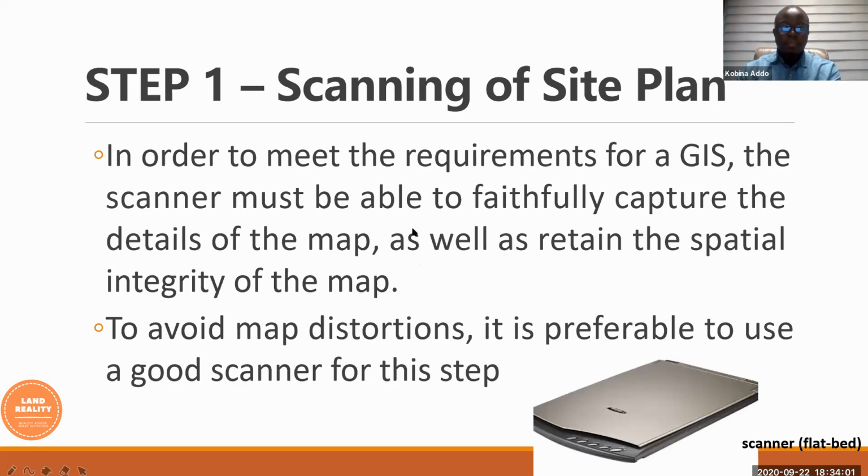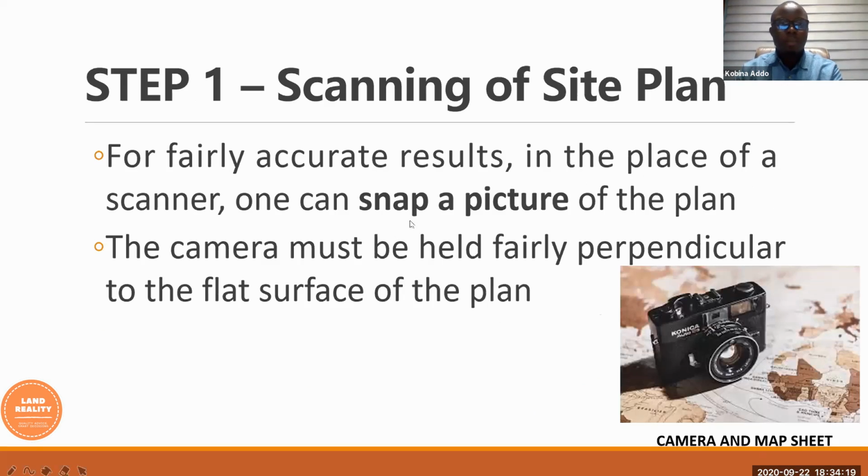So like I said earlier, you make sure you scan the site plan first, which is very easy to do. You can take a picture simply, and then you have it scanned. And also, to avoid map distortions, it's preferable to use a good scanner for this step. For fairly accurate results in the place of a scanner, one can snap a picture of the plan. The camera must be held fairly perpendicular to the flat surface of the plan.